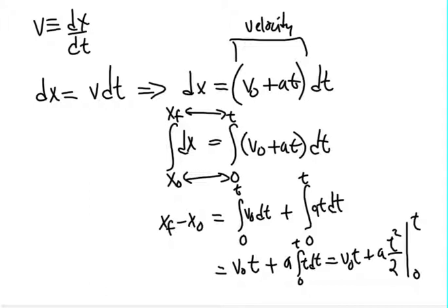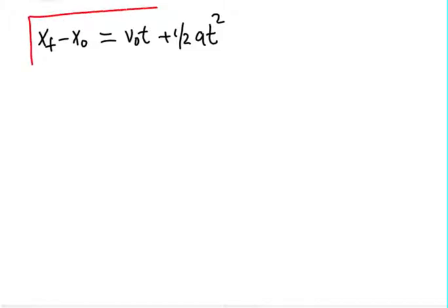So now we end up with our final equation. And we'll go to a new slide for that. And that is x final minus x initial is equal to v0t plus 1/2 at squared, just rearranging terms. So now we have our second equation. So what we have now derived is basically what I have labeled as the first and the second equations for kinematics.